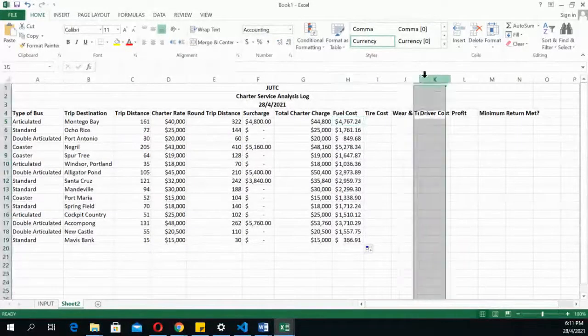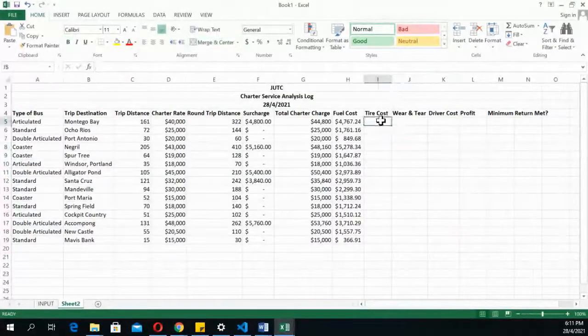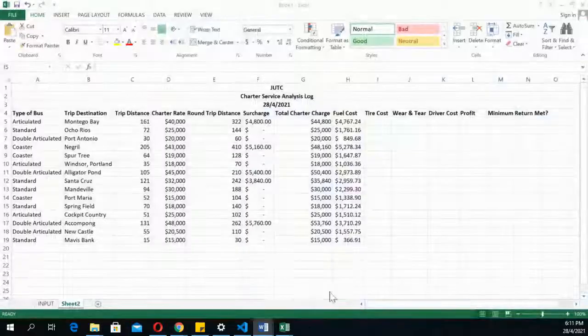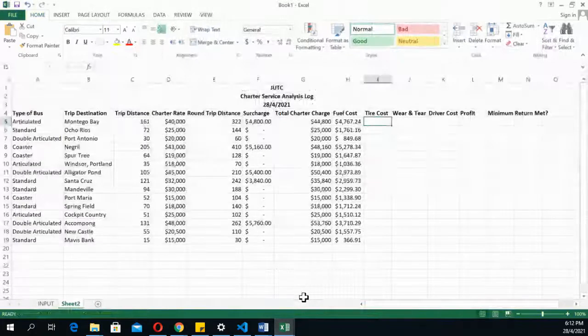All right, seems like everybody's good with that so far. So let's proceed. All right, so tire costs. What's the formula for tire costs? Sir, I'm sorry, you could just go back to the fuel cost, please. Let me see the formula.